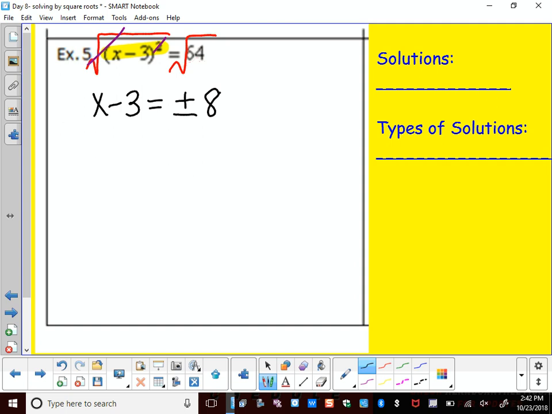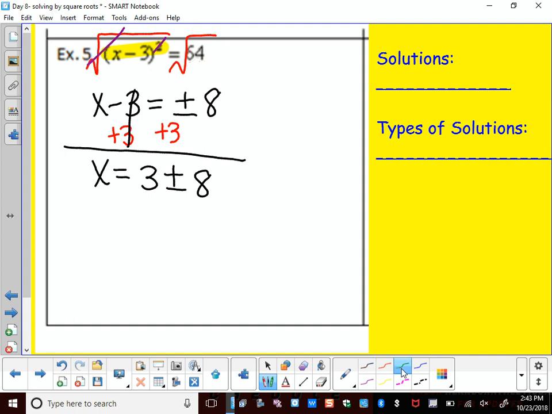Alright, how do I solve for x? Plus. We're going to add 3. When we do this, we put it before the plus or minus. That cancels out, so I have x is equal to 3 plus or minus 8. If one of those had an i, that would be it because you can't combine them. But in this case, I just have 2 numbers. So that's basically what's 3 minus 8 and what's 3 plus 8. What's 3 minus 8? -5. So we get 11 and -5.